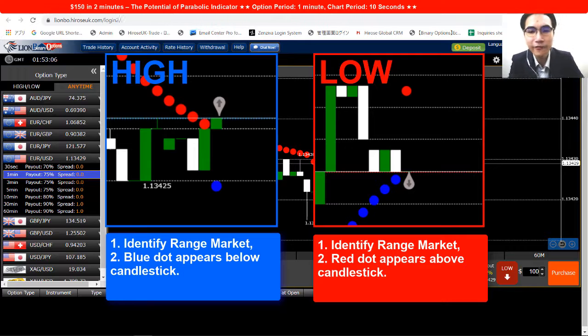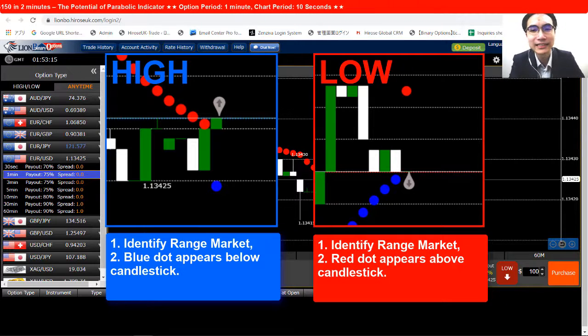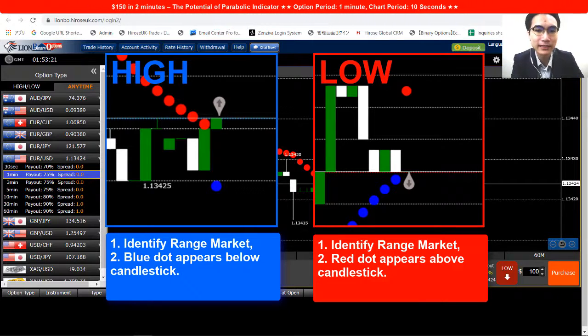First, for you to open a high option, you need to make sure that the market is in a range market. And the second thing you need to do is just pay attention to the dots. If a blue dot appears below the candlestick, we will open a high position.